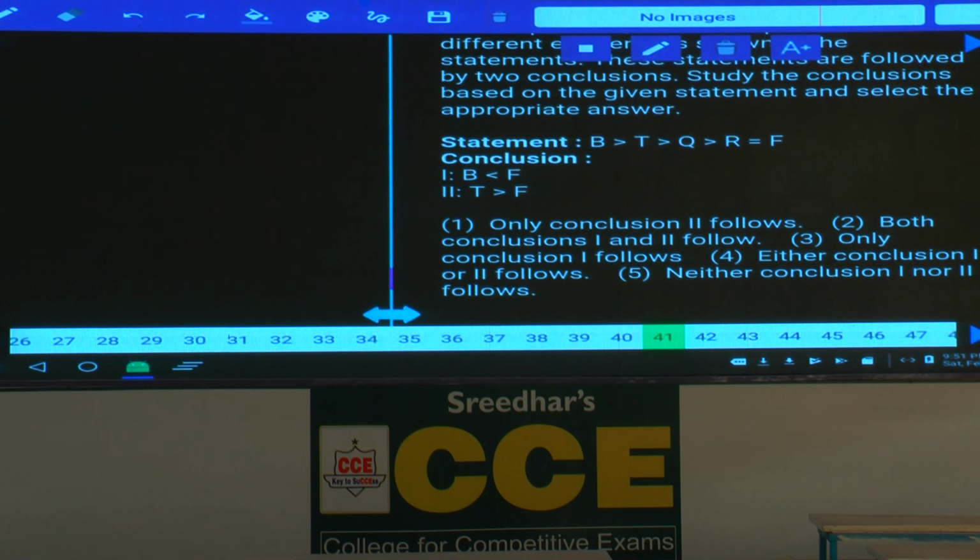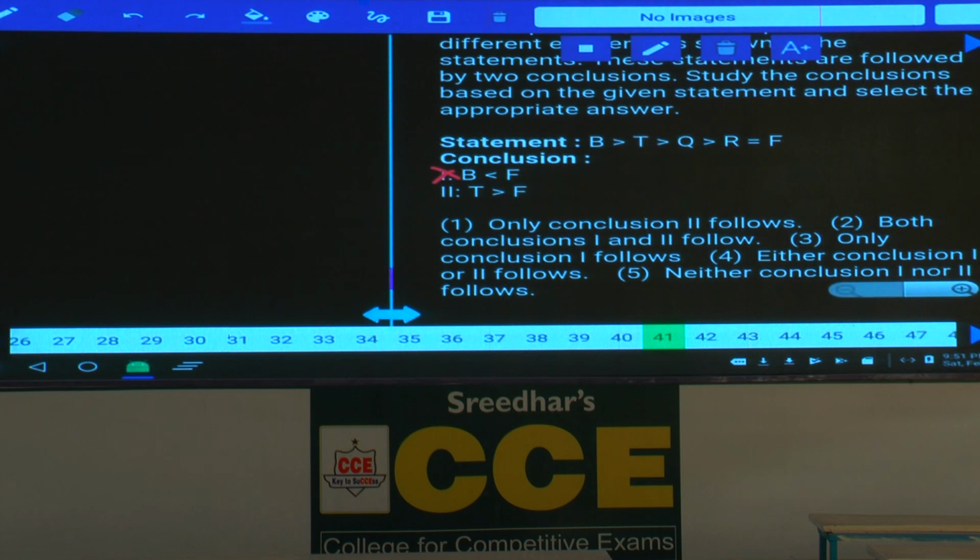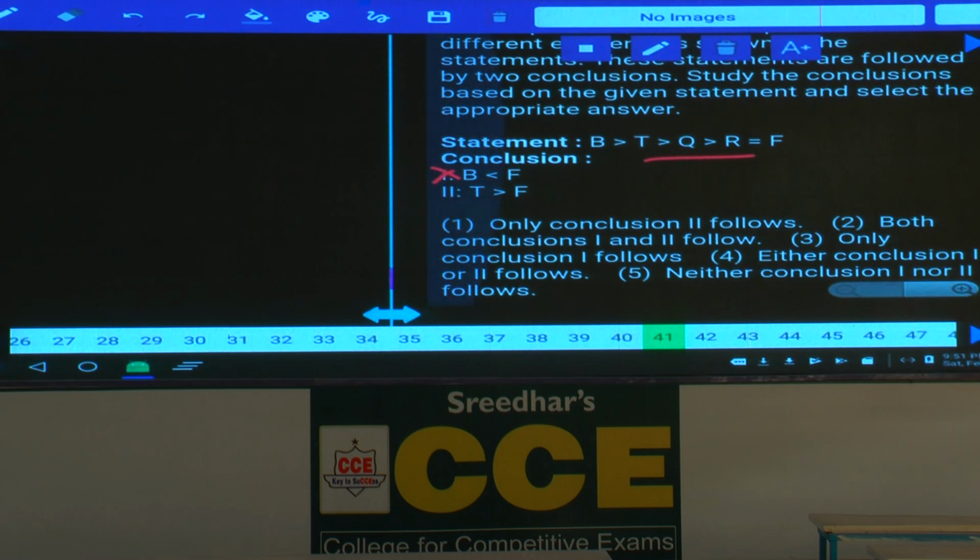Now between B and F, if you observe here, B greater than F is definitely true, whereas lesser than F is definitely false. The next one, T and F, T greater than F is definitely true. Hence only conclusion 2 follows, that is choice 1. Only conclusion 2 follows, choice 1 is the answer.